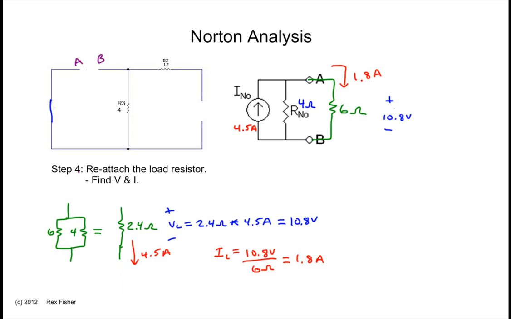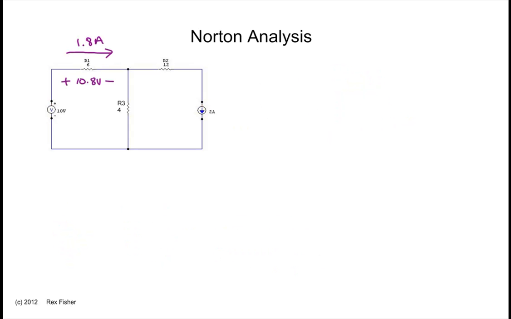Then we reattach the load resistor. We find the voltage across it and the current through it. In this case, the current is 1.8 amps and the voltage is 10.8 volts. And there it is marked on the original circuit.